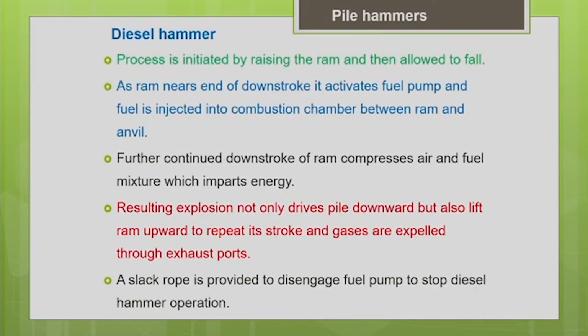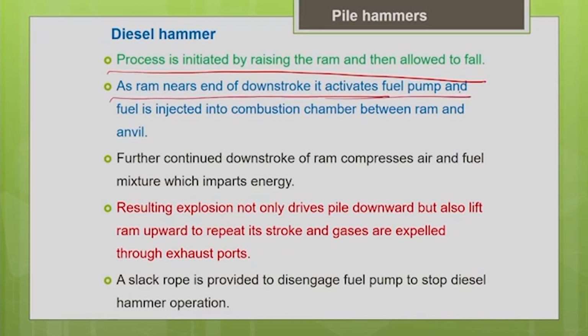So, let me summarize the operation of the diesel hammer. This process is initiated by raising the ram, and then it is allowed to fall. You have to raise the ram with the help of a lifting mechanism like a crane. As the ram nears the end of the downward stroke, it activates a fuel pump and the fuel is injected into the combustion chamber between the ram and the anvil.